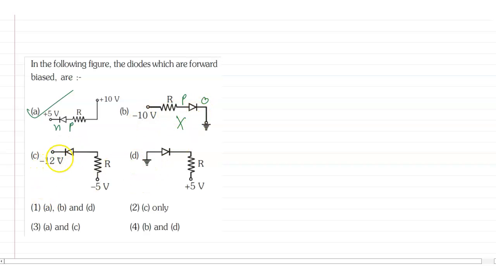For C, the N side is minus 12 and the P side is minus 5. That means it is forward bias, because the P side has a higher voltage than the N side. And for D, the P side is 0 and the N side is plus 5. This is reverse bias. That means A and C will be the answer.